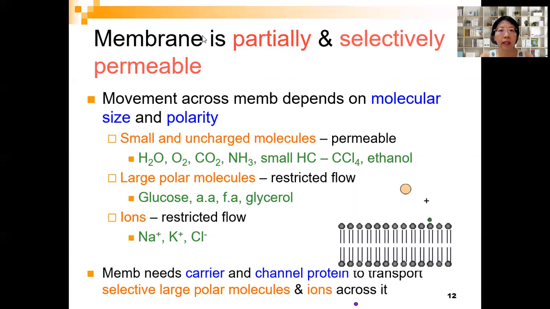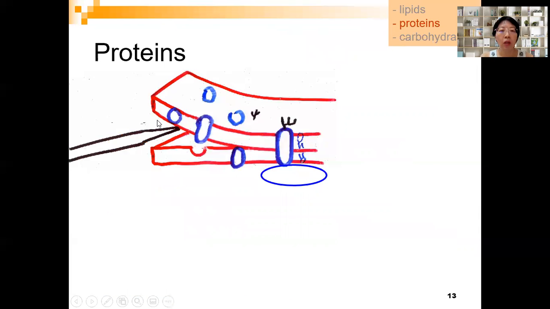So I use the word selective. That means what they transport across is very specific. Each carrier protein will only carry one type of molecule. Remember, protein is very specific, so they function based on their shape. Only those molecules that are complementary to their binding site can sit in and be carried across. We're going to look at that afterwards, okay?